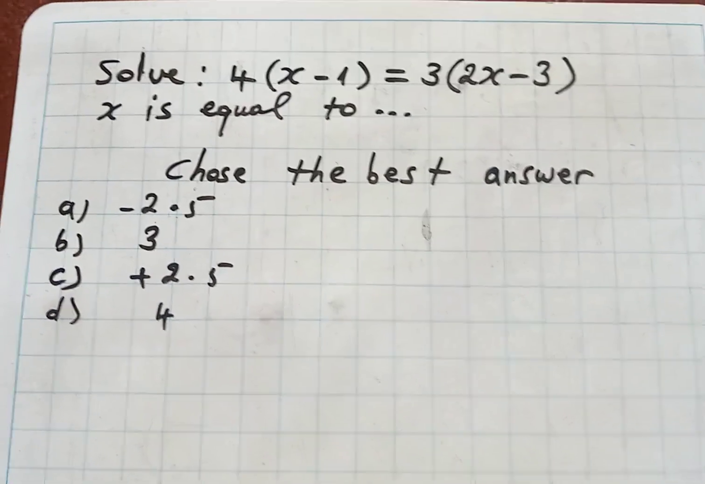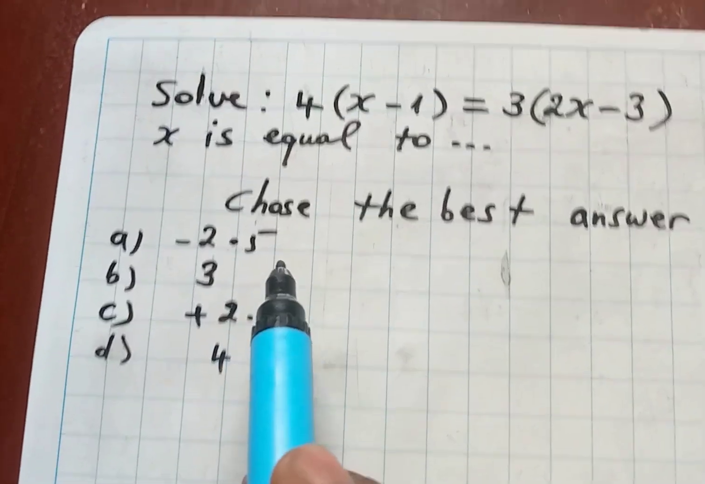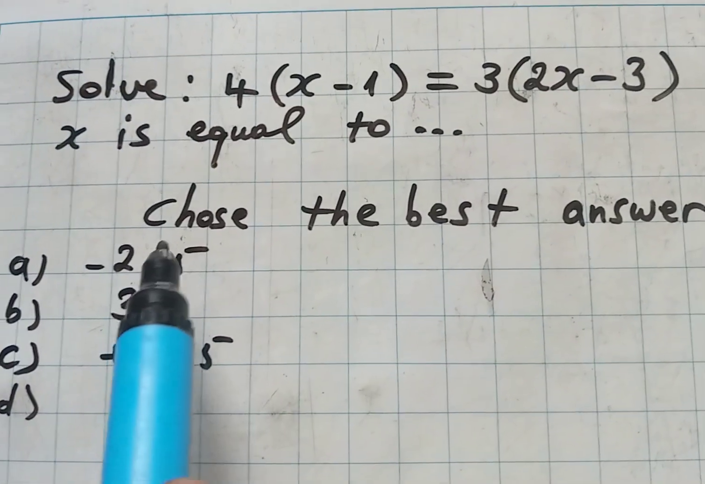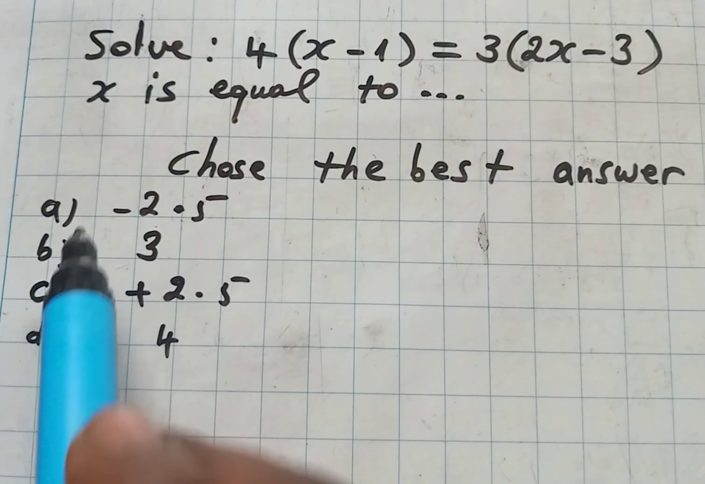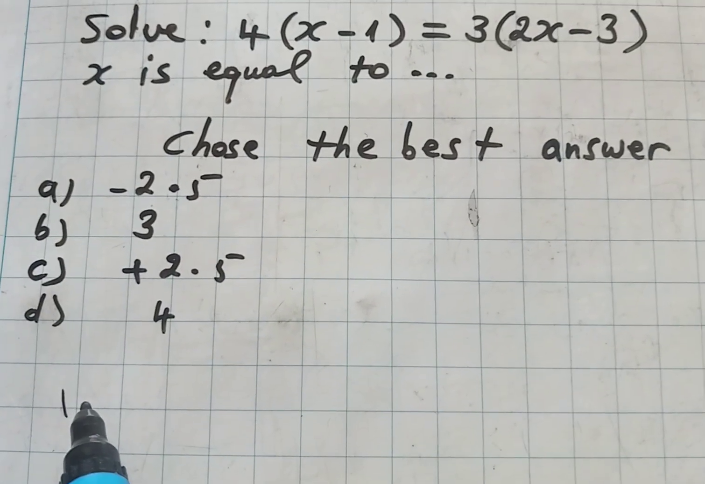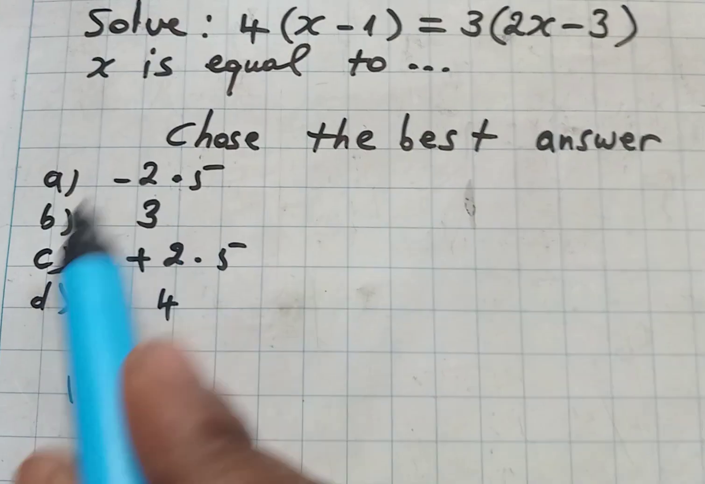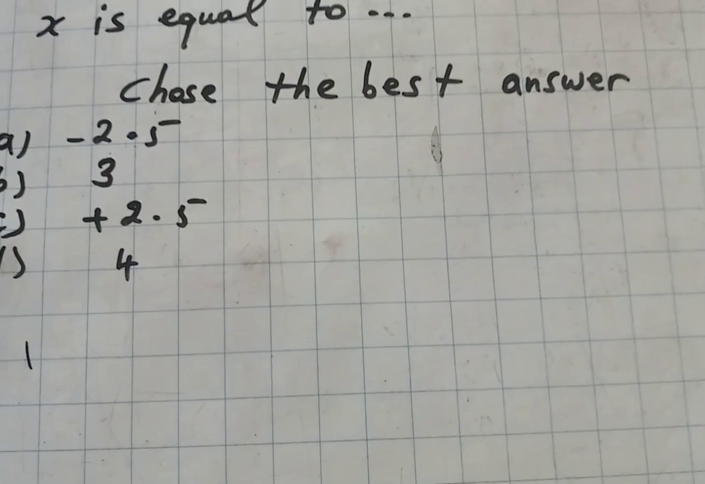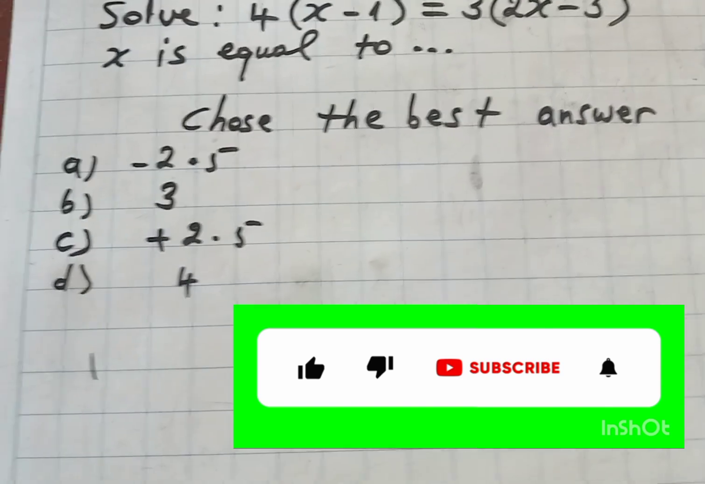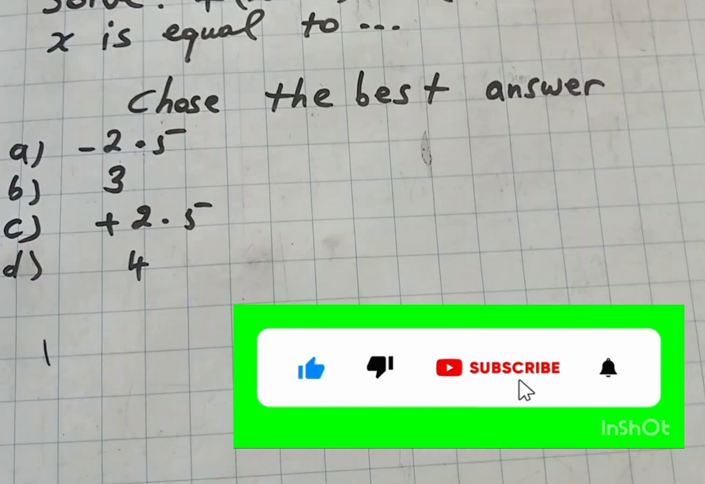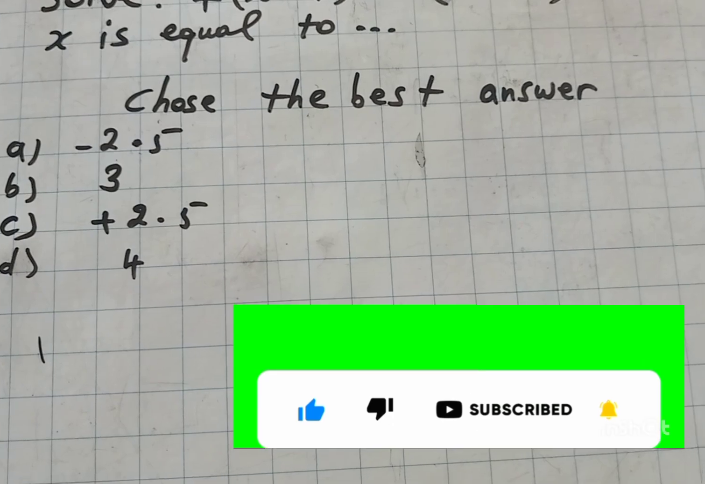Then x is equal to, so here we need to choose the best answer. We are given all possible answers. All those answers probably are correct, but the best one is needed to be chosen. Have to choose only one best answer, right?